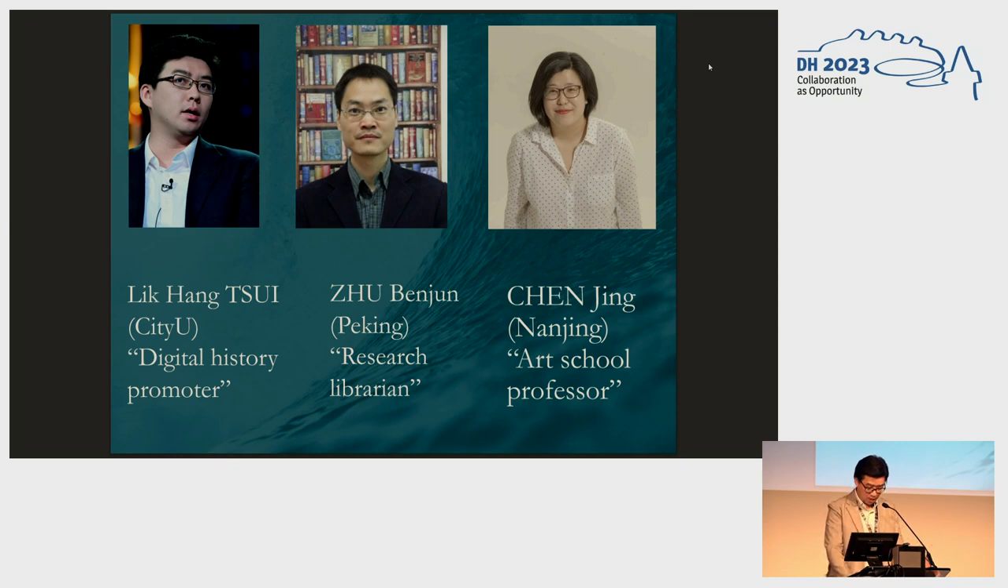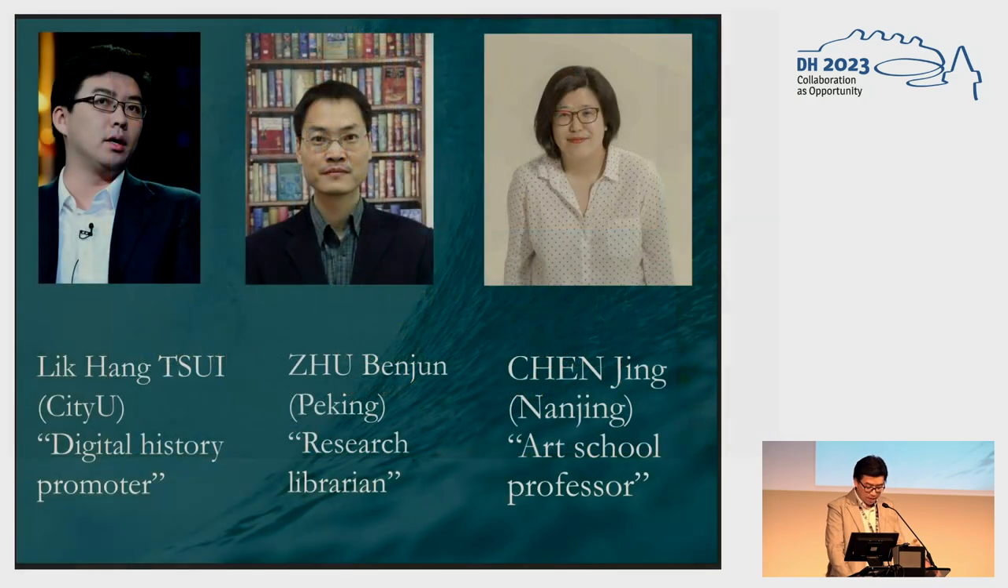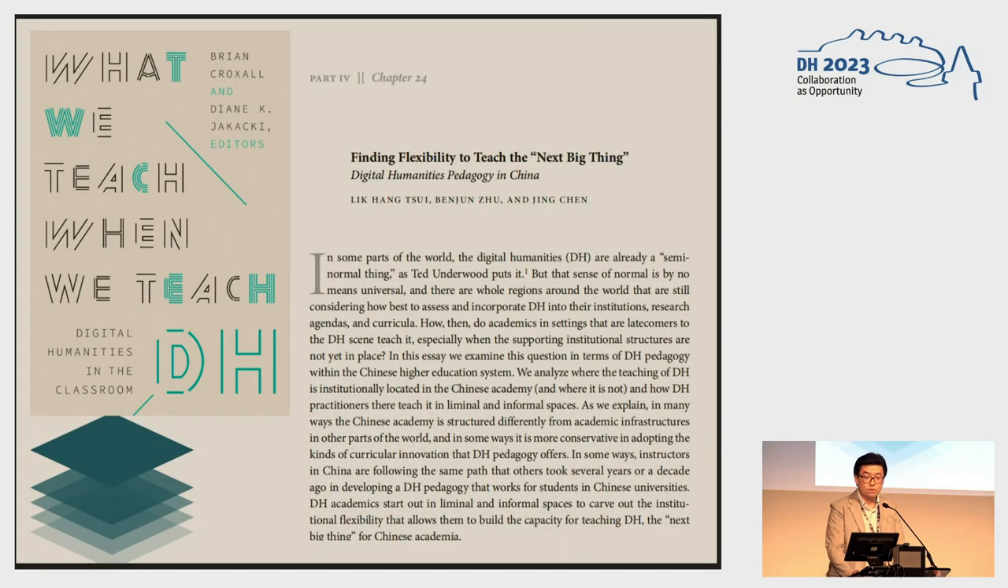And Benjun, in the middle, is a research librarian at the foremost institution in China for the humanities, and as you will hear from me a little bit, library and information sciences is where a lot of the action takes place in China. But he could not be here, so I will introduce his ideas for him. And CJ, who's here today, is an art school faculty with many cultural heritage and collaborative projects. So I will do the talking for now, and CJ will join in when we move on to our discussions and Q&A.